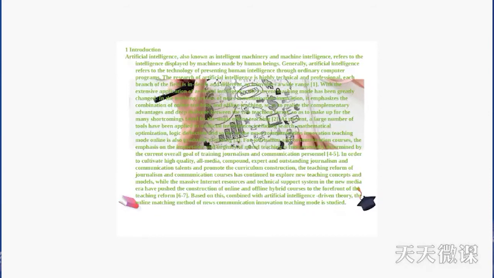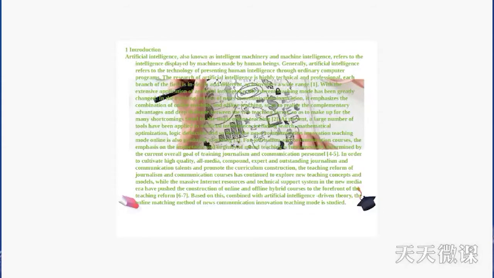Introduction. Artificial intelligence, also known as intelligent machinery and machine intelligence, refers to the intelligence displayed by machines made by human beings. Generally, artificial intelligence refers to the technology of presenting human intelligence through ordinary computer programs. The research of artificial intelligence is highly technical and professional. Each branch of the field is in depth and different, so it involves a wide range.